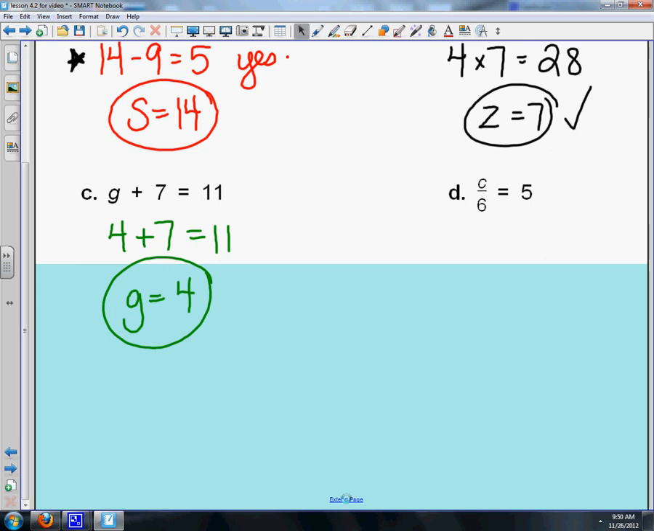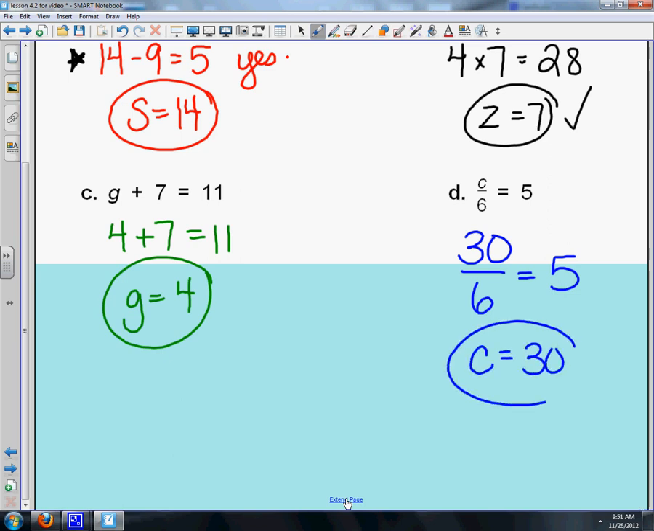Now this one's a little bit trickier. What divided by 6 equals 5? So I need a big number. A big number divided by 6 equals 5. So what you're going to do is think, okay, what big number, if I cut it into 6 things, would I get 5 as my answer? So 30 divided by 6 equals 5, if I know my multiplication tables again. Then check it. Does 30 divided by 6 equal 5? Yes. So then I know C equals 30.